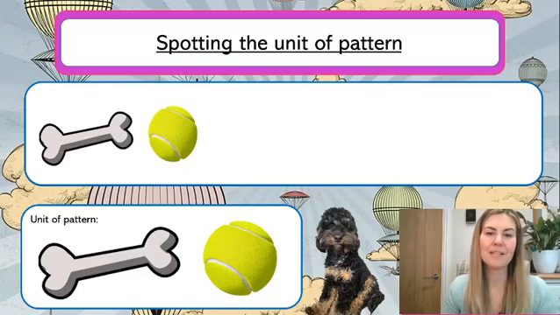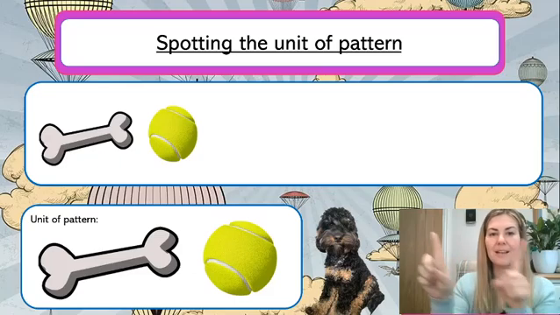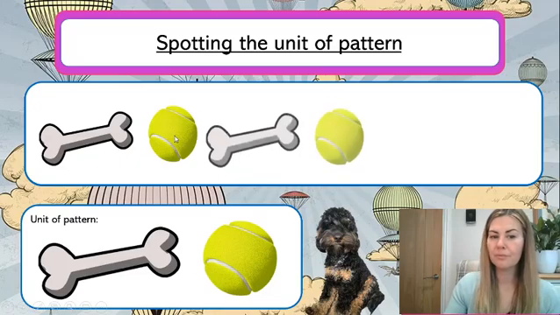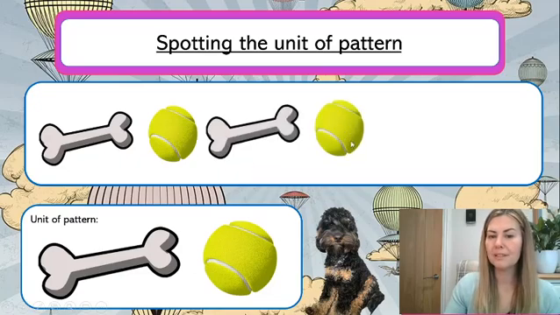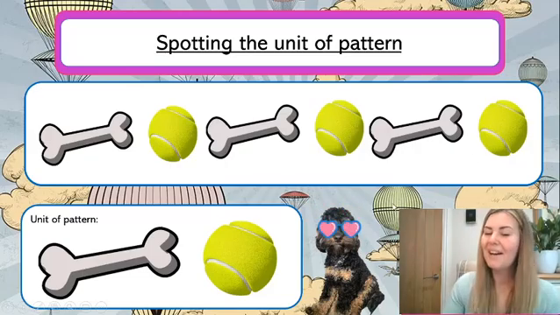So if I was having a look at my unit of pattern, I needed the bone and then the ball. That's my unit. And then I repeat it to make a pattern. So bone and ball, and then another unit, bone and ball. Good job. Well done.